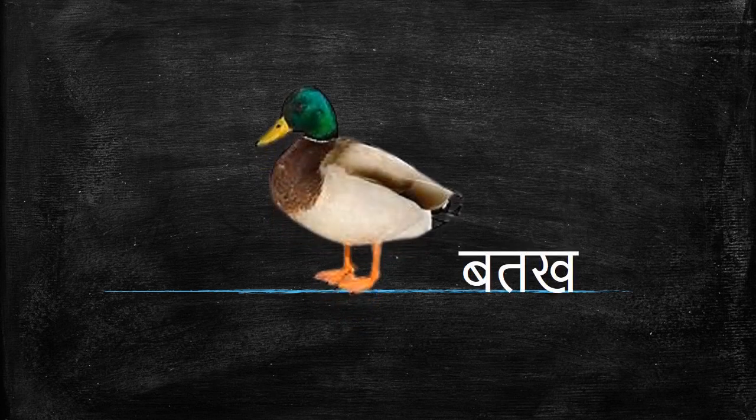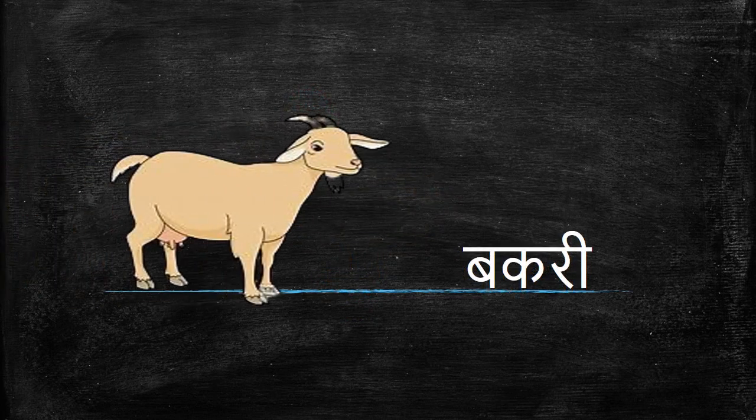B se batak. Batak means duck. B se bakri. In English we call it goat. Yes, goat is a domestic animal.